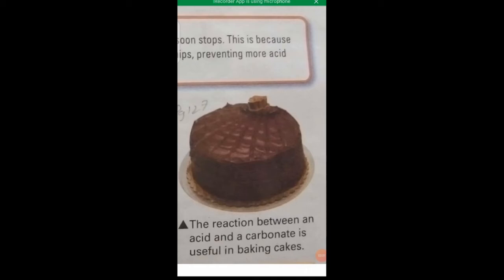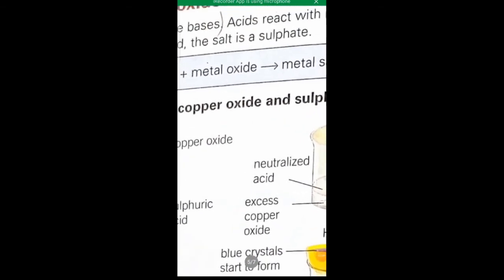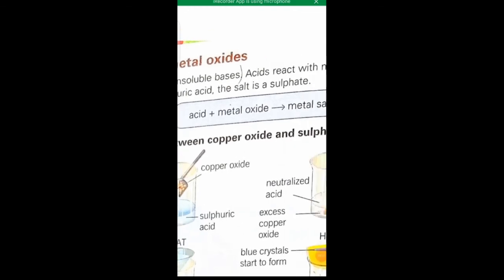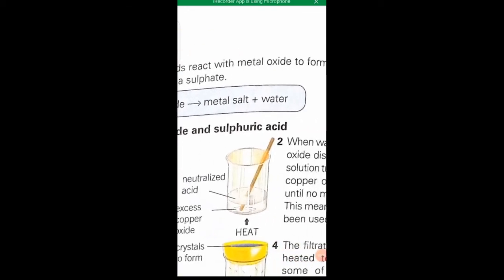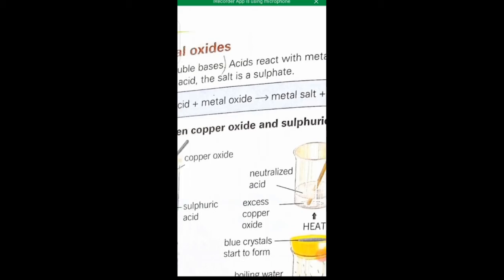Okay. Now we will talk about acids and metal oxides, that is, the reaction between acids and metal oxides. Over here you will see a reaction: acid reacts with metal oxide to form metal salt and water. Now we will talk about the reaction between copper oxide and sulfuric acid.